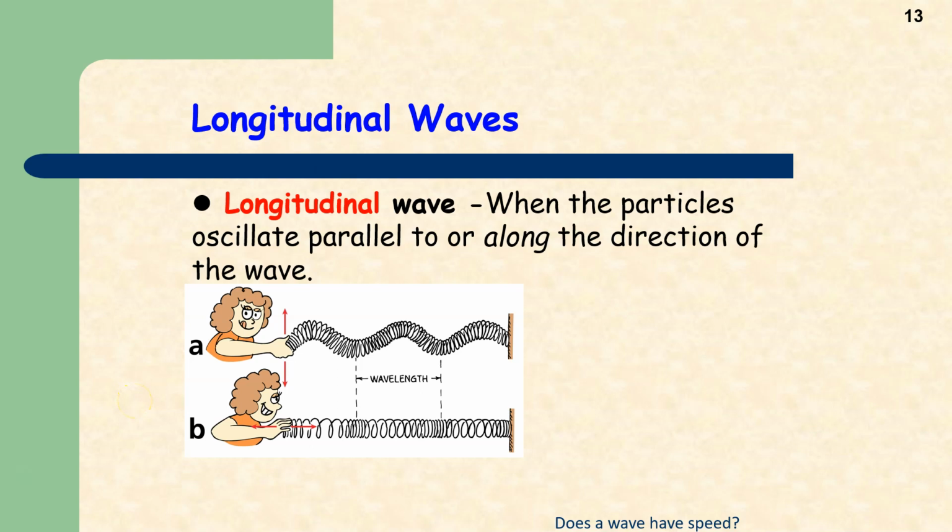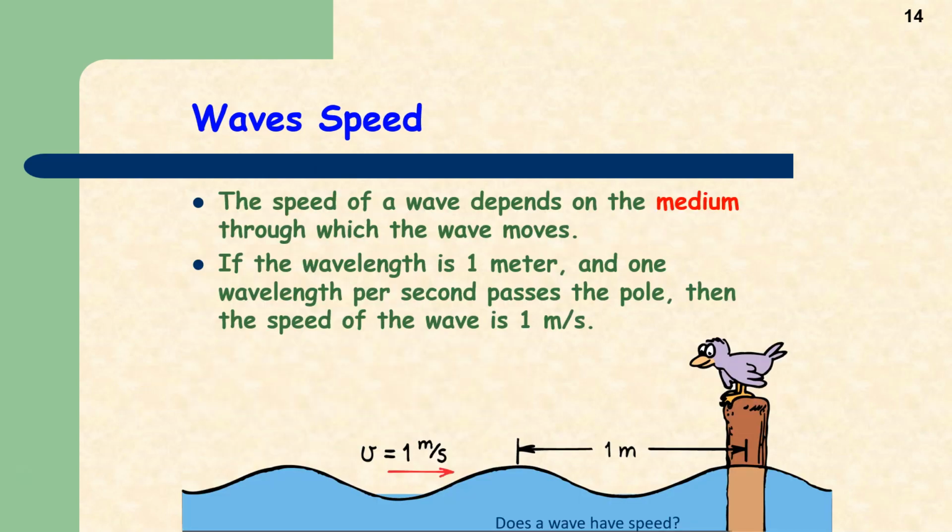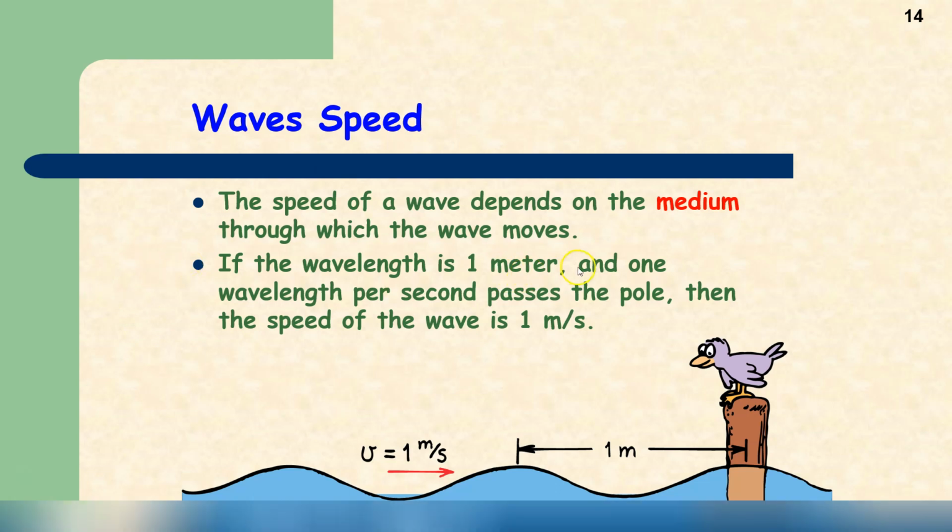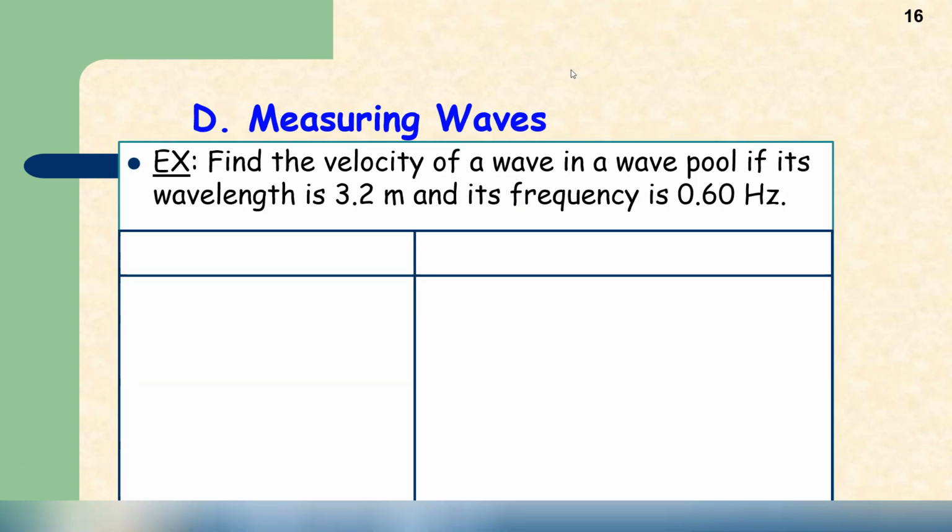So does a wave have speed? Well, yeah, we saw this in the lab as well. The speed of the wave depends on the medium. If the wavelength in this situation is 1 meter and 1 wavelength per second passes the pole, then the speed of the wave is 1 meter per second. So I want you to find the velocity of a wave in a wave pool if its wavelength is 3.2 meters and its frequency is 0.6 hertz.